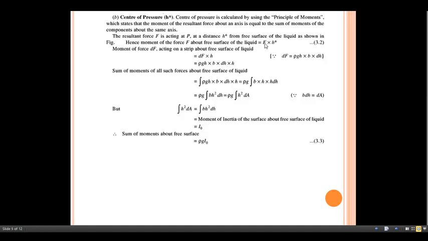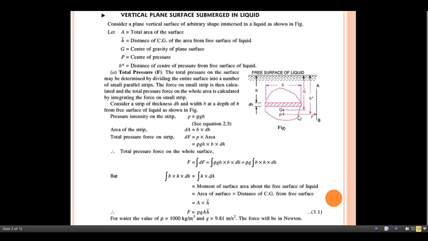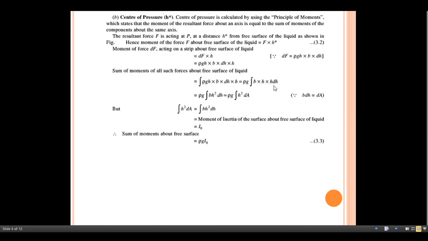The moment of the force F about the free surface of the liquid is nothing but force multiplied by the distance from the free surface. The force is F and this distance is h star. So we can get this as F multiplied by h star. Now the moment of the force dF acting on the strip about the free surface of the liquid.